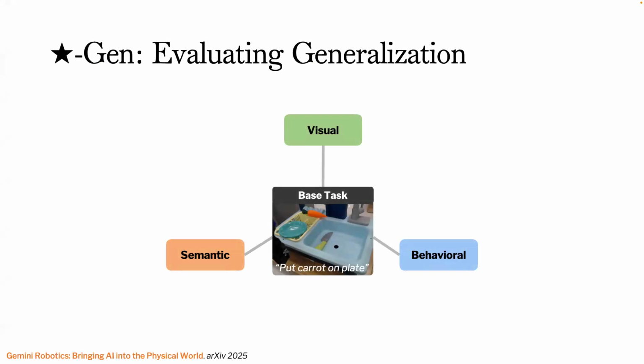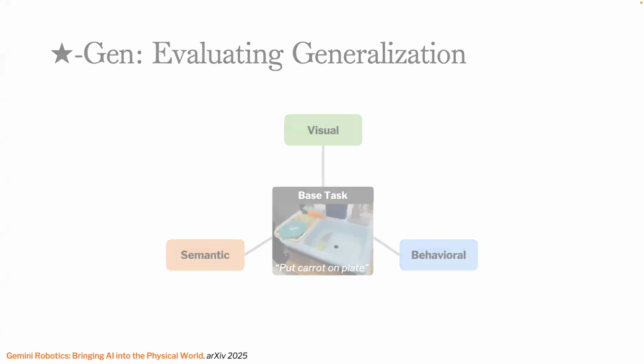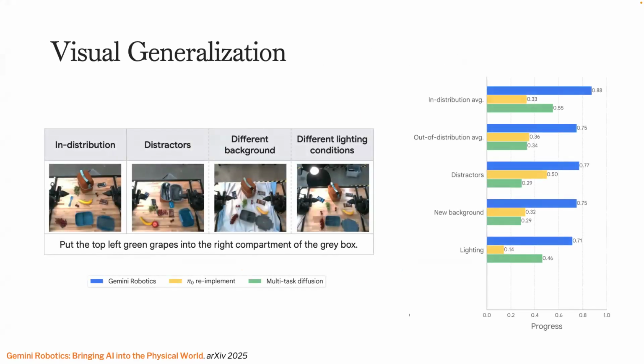To measure how close we are to that goal, let's go back to the generalization taxonomy that I opened the talk with, where we look at how well this model performs under different axes of perturbations that we care about: the visual, the semantic, and the behavioral. To talk about visual, as a reminder, if you have a policy and a base task, and you change things about the visual observations without changing the task itself, how quickly does the policy degrade?